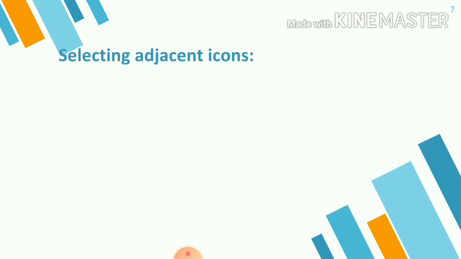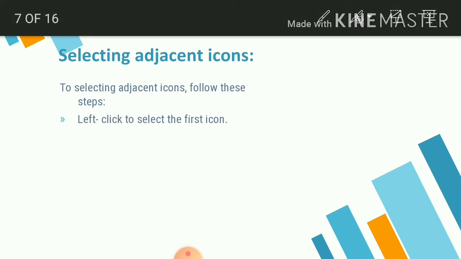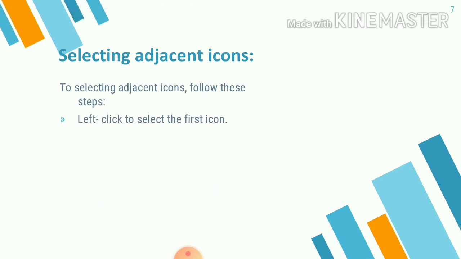Now let me start with selecting adjacent icons. It means you have to select all your icons in a sequence. So you have to follow these steps. To select adjacent icons, follow these steps. The first step is left click. To select the first icon, you have to left click the first icon and press and hold down the shift key on your keyboard.